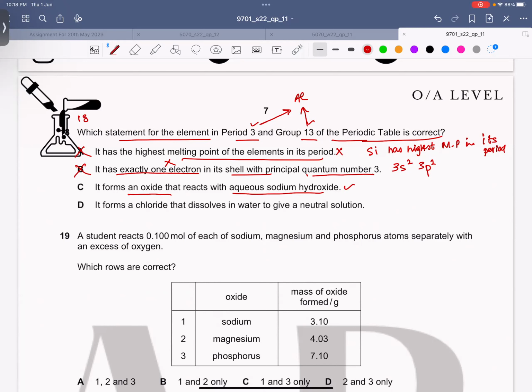Now let's check the last one. It forms a chloride that dissolves in water to give a neutral solution. Completely wrong. When its chloride is dissolved in water, the solution has a pH of around 4. So statement B goes wrong as well, and we are left with option C. So C is the correct answer. Is this clear to everyone?